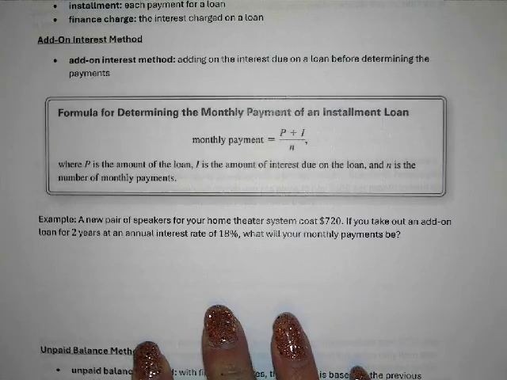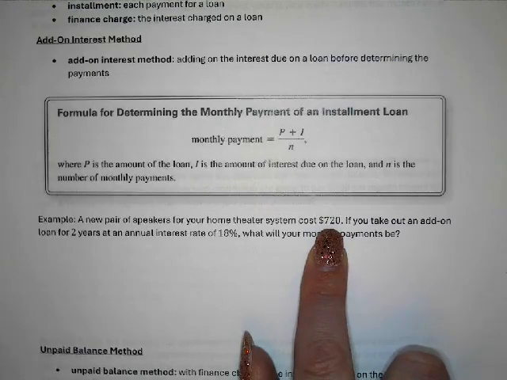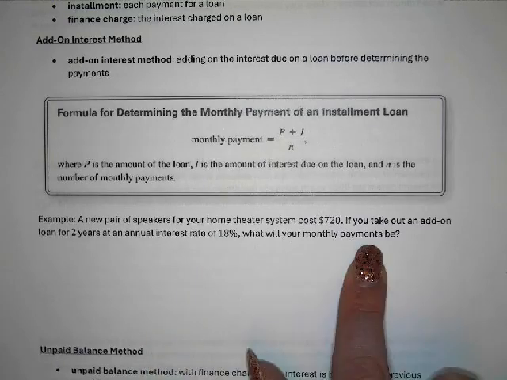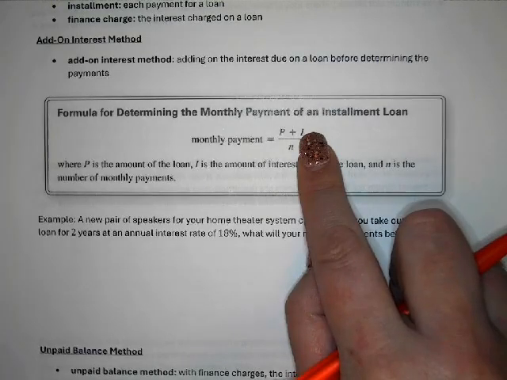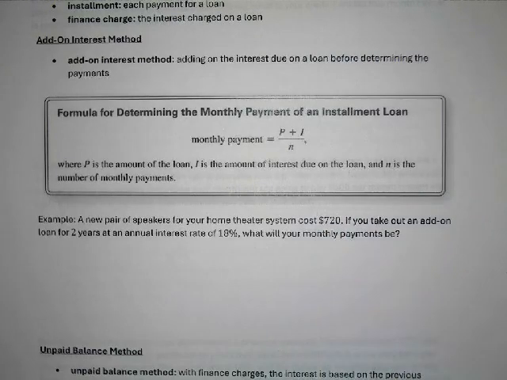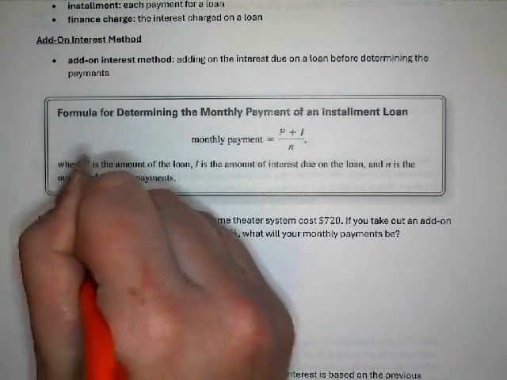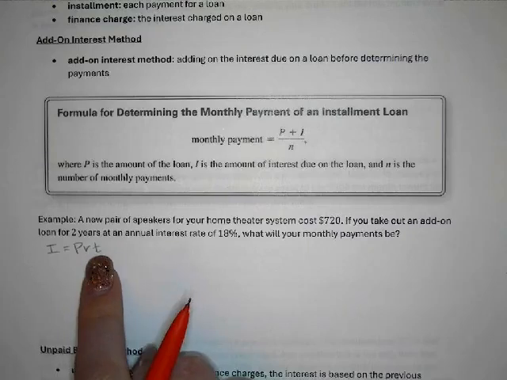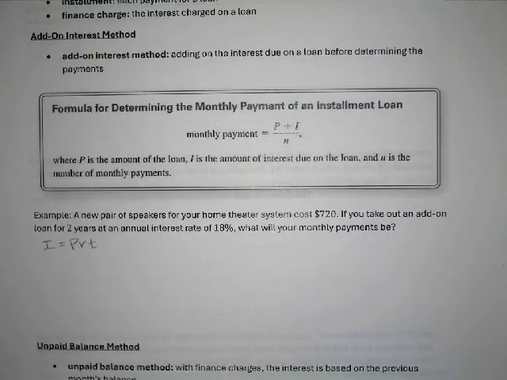So here's an example using this method. If a new pair of speakers for your home theater system costs $720, and you take out an add-on loan for 2 years at an annual interest rate of 18%, what will your monthly payments be? The first thing we have to do is calculate the interest, so we can add it to the $720 principal and then divide by how many monthly payments we're going to have. Interest, in this case, is just simple interest, which we learned about in the last section. Interest is the principal times rate times time, as long as it doesn't say anything about compounding multiple times a year.